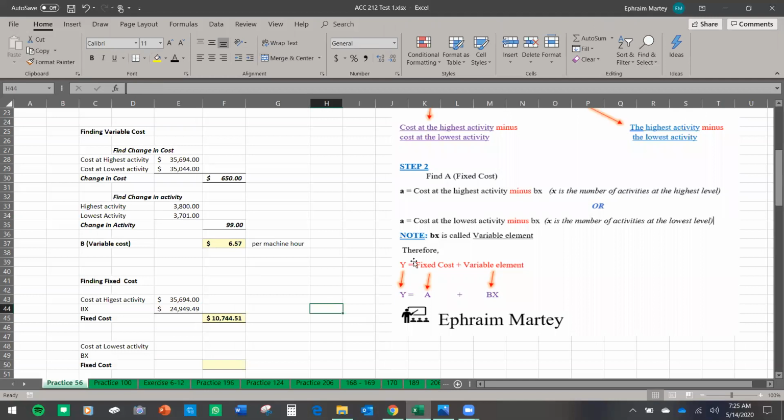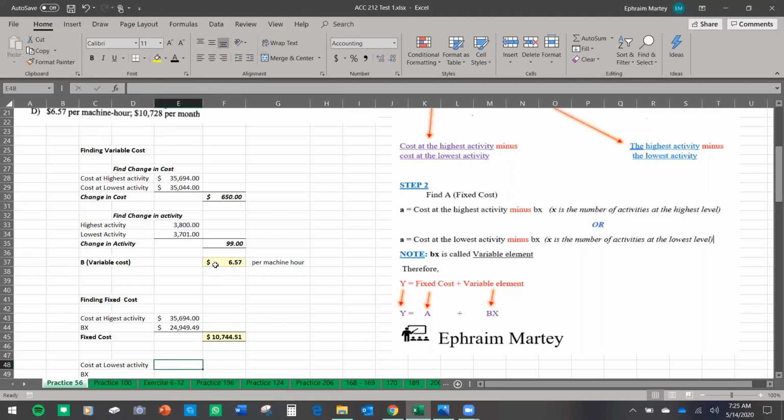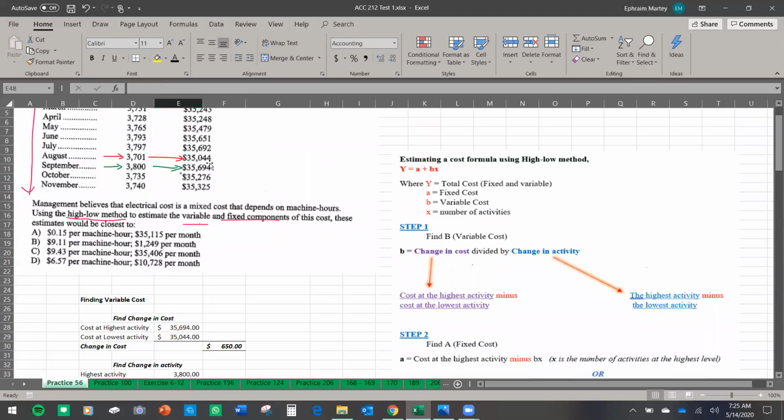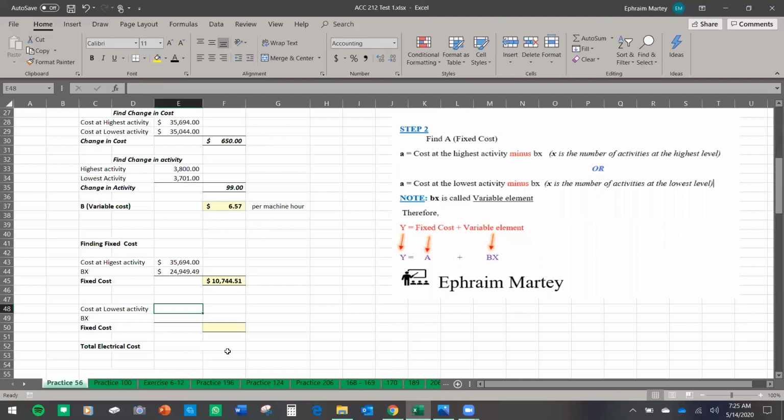How about we use the other way I'm talking about? If we use the cost at the lowest activity, our number of activities should also be at the lowest level. So what is the cost at the lowest activity? Let's go back. The cost at the lowest activity is 35,044. So we put 35,044 right here. Now I have to find BX. We know the B, but our X this time will come from the lowest activity level, which is the number of activities at the lowest level.